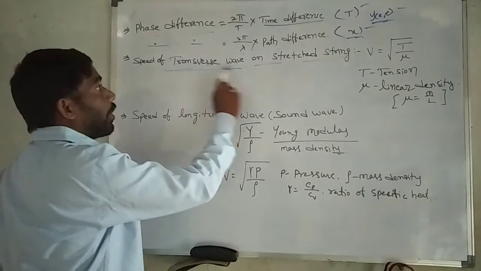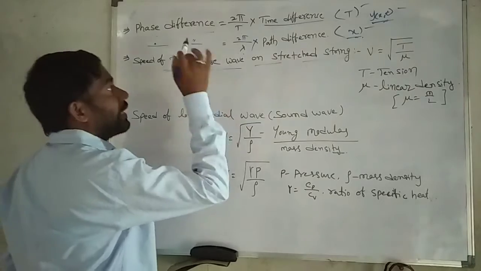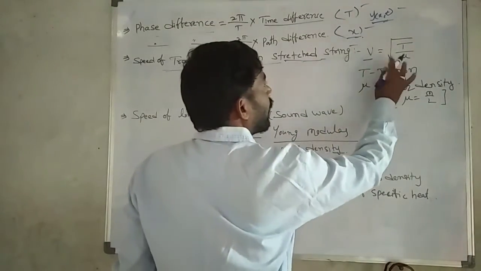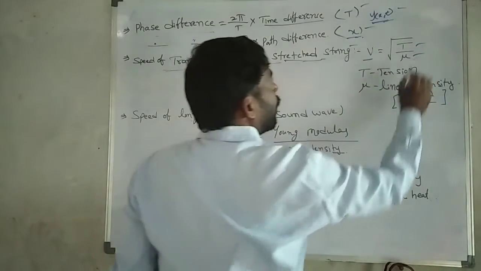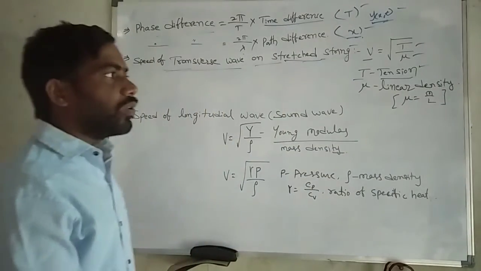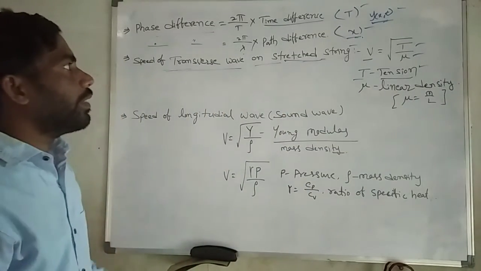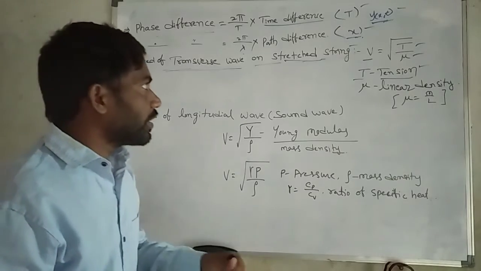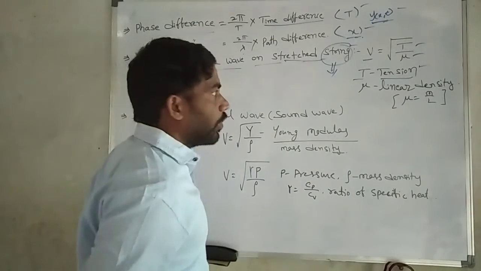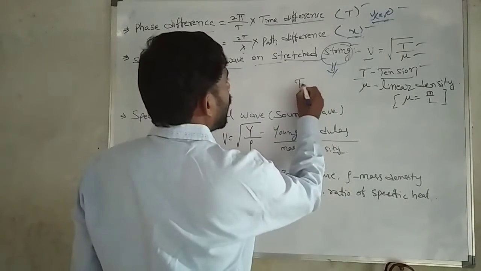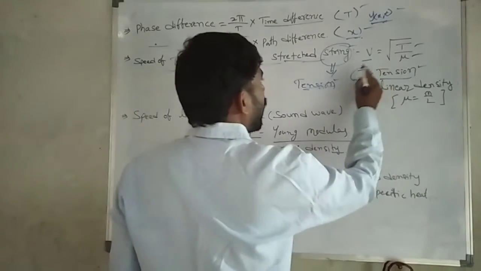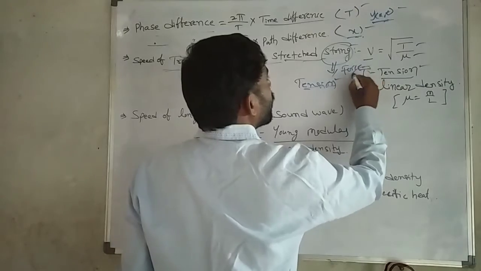Then next one is the speed of the transverse wave on a stretched string. The speed of the transverse wave in the stretched string is v, velocity, equal to under root of T by mu. In this case, T means tension, which is one type of force. It is produced whenever some force is applied on the string. That force in general we call tension. Please remember it.